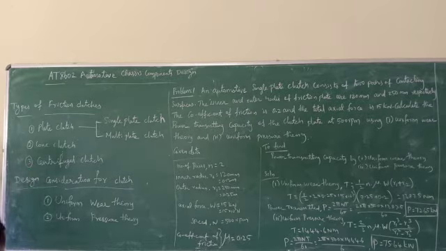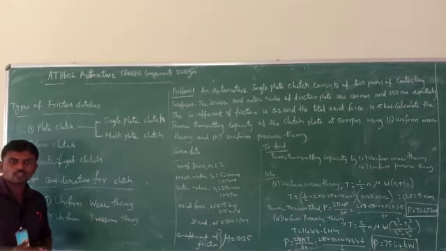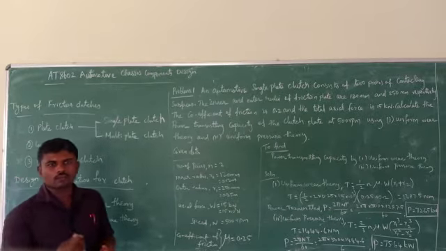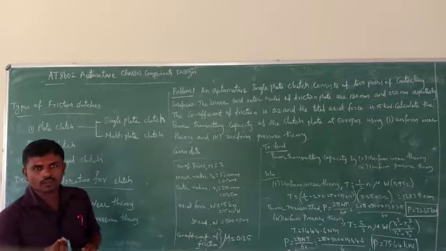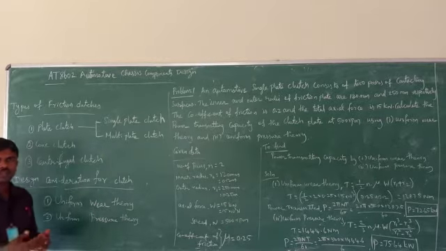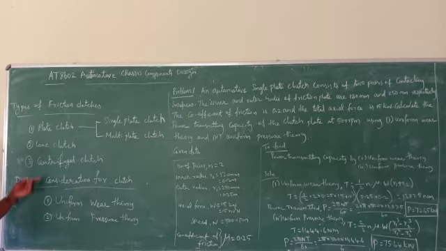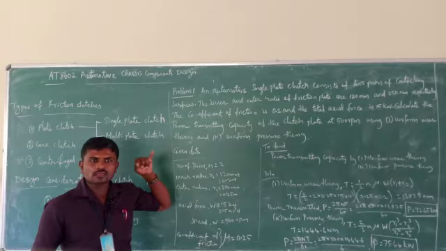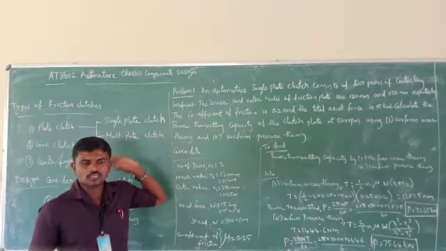Third one, centrifugal clutch. What is the centrifugal clutch? The clutches which are operated by centrifugal force are called centrifugal clutches, right? So now we know the types of friction clutches.